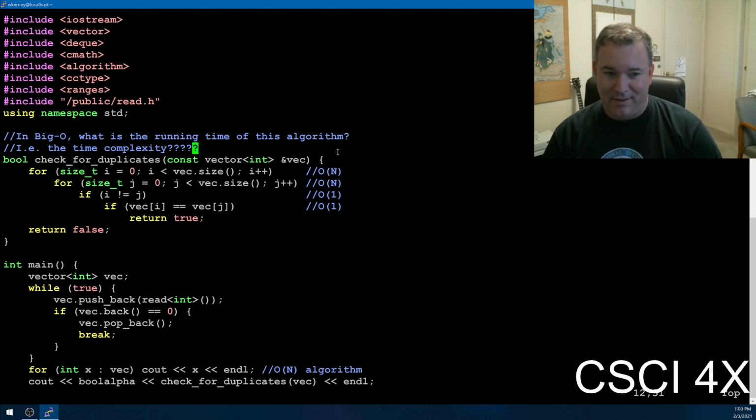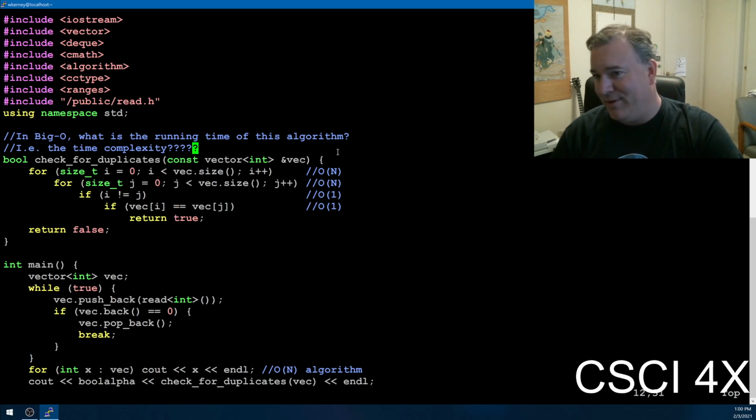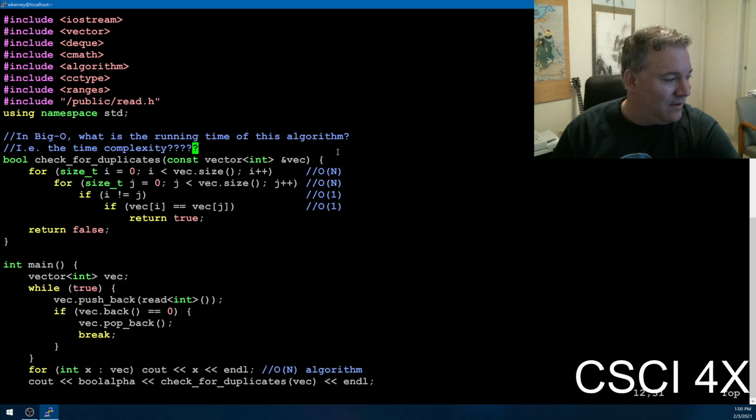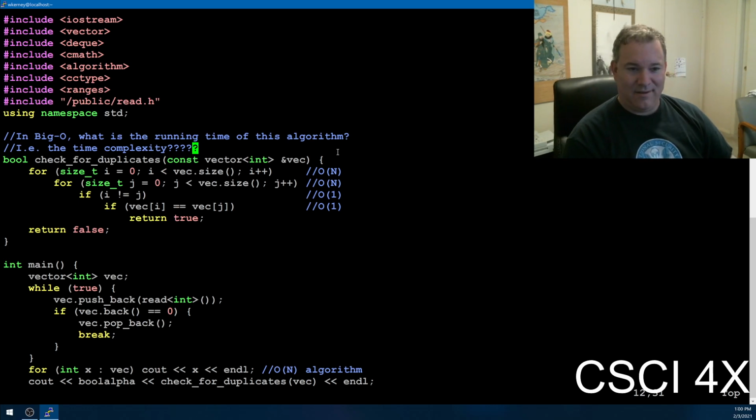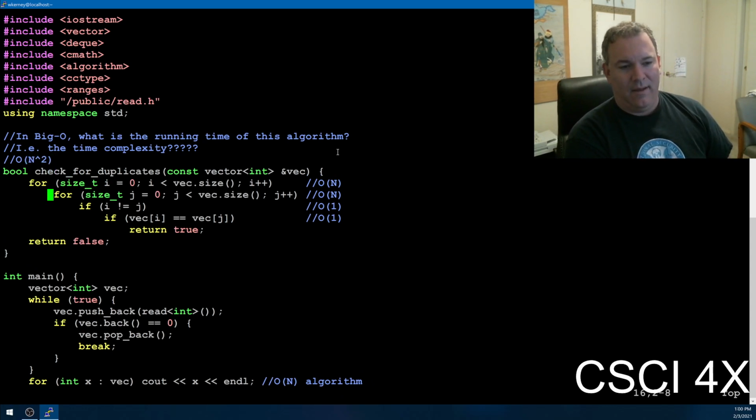After the first billion, then i becomes 1. Then it does another billion, and then i becomes 2. And does another billion, and i becomes 3. So 1 billion times, it'll do 1 billion times. Yes, it is a quadratic algorithm, or order n squared. Very good, team.